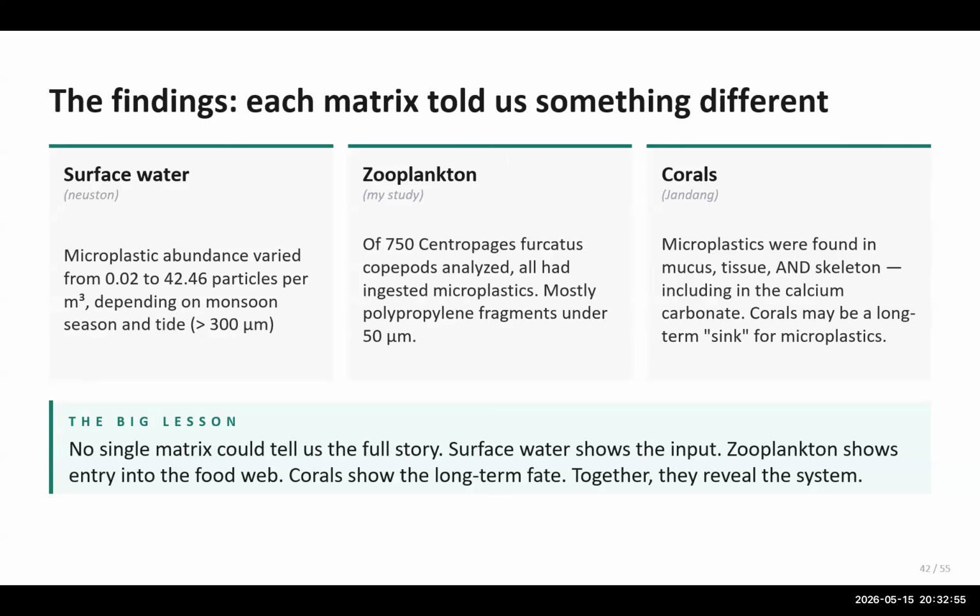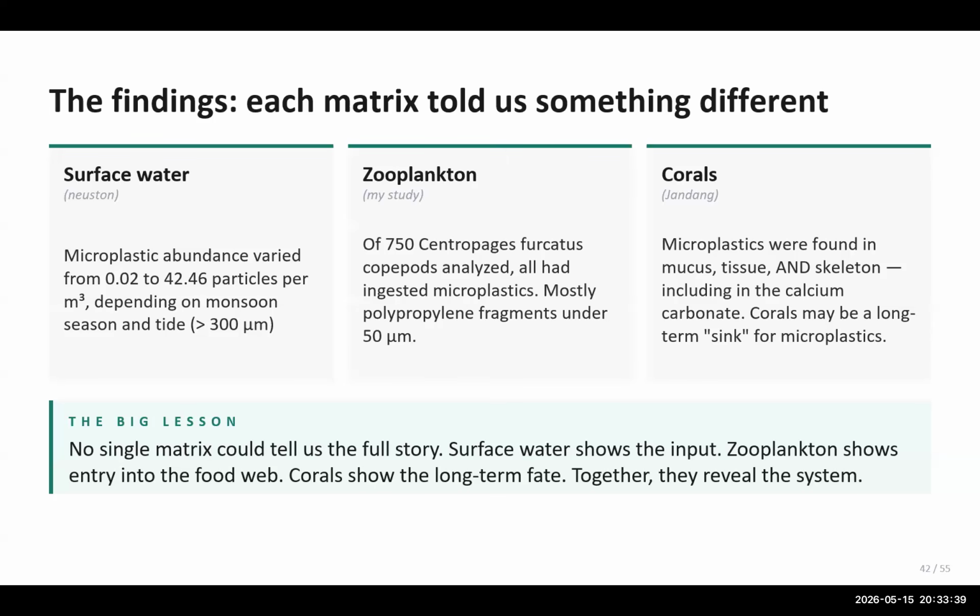So the findings, and here is what we found. Each matrix told a very different part of the story of microplastics in these coral ecosystems. In the surface water, we found microplastic abundances that varied a lot from one season to another. For example, the concentration ranged from 0.2 particles per cubic meter up to 42. That's a big difference, from very low numbers to higher numbers, depending on the monsoon season and also on the tide conditions.